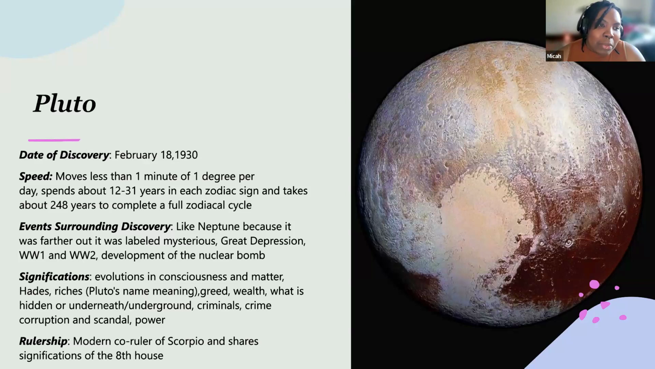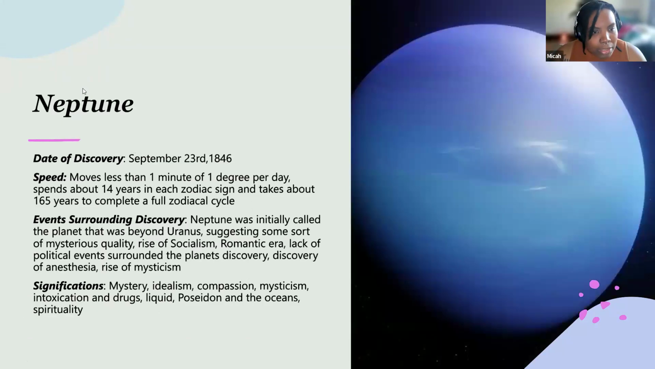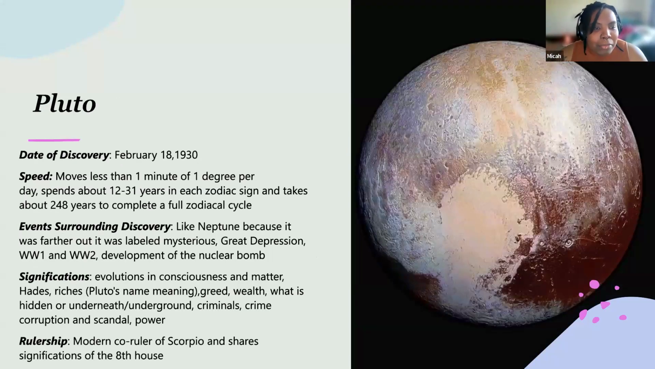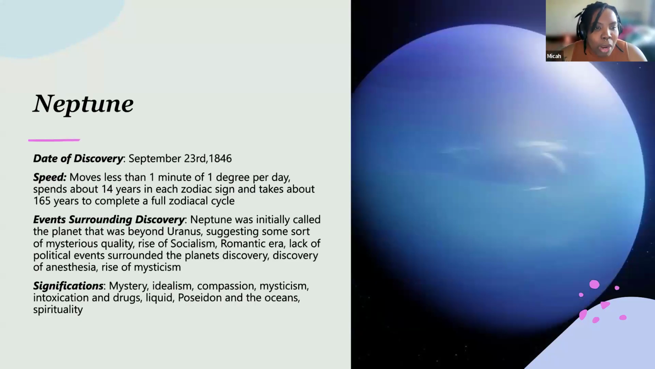We see that Pluto was discovered February 18th, 1930. I also like how most of these planets, I think at least 2 out of 3, were discovered in Pisces season. Neptune was discovered, I think, in Libra season, if I'm calculating correctly. I feel like there's a whole rabbit hole that could be done with that, but also the discovery charts of all of these planets you can look into.